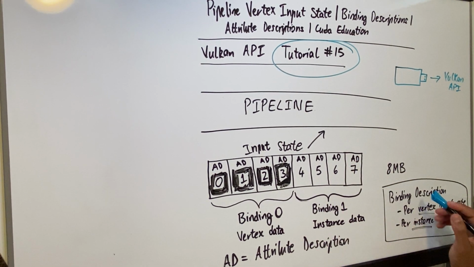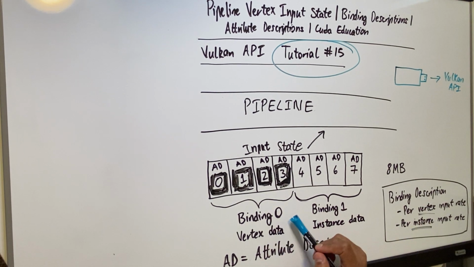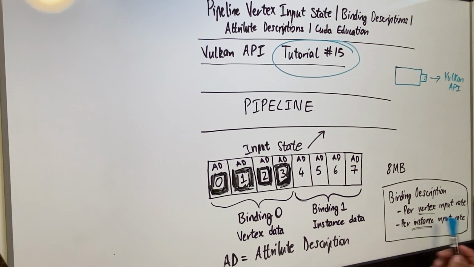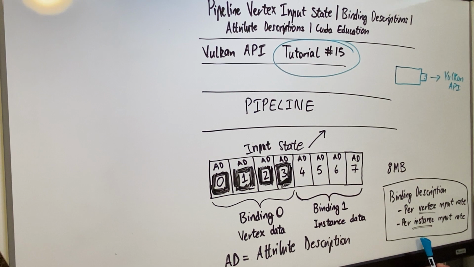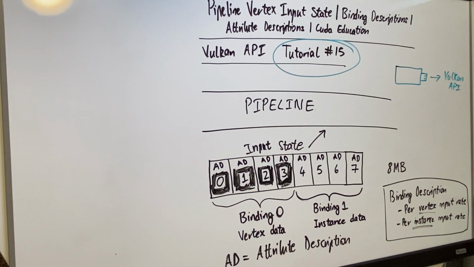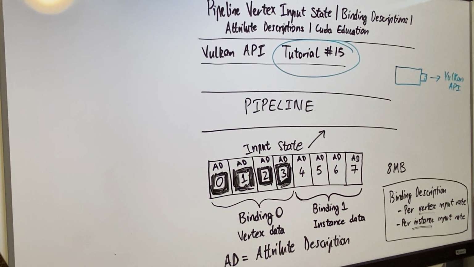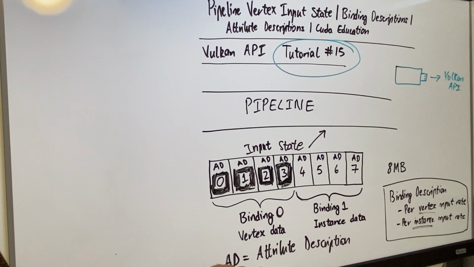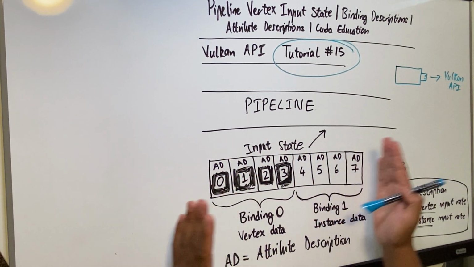So that's why in the binding description, it's very important to not only declare that you have binding 0 and binding 1, but what kind of rate you are applying. So this again is going to be applied per vertex. This is going to be applied per instance, right? And you need to make that distinction. We're kind of done with binding descriptions now. So, all right, let's forget about this piece right now.